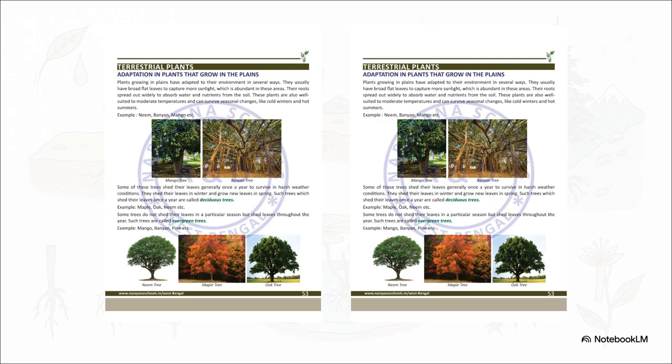Say it with me slowly. Deciduous. Now, trees like the banyan or mango don't shed all their leaves at once. They stay green all year round, so we call them evergreen trees.